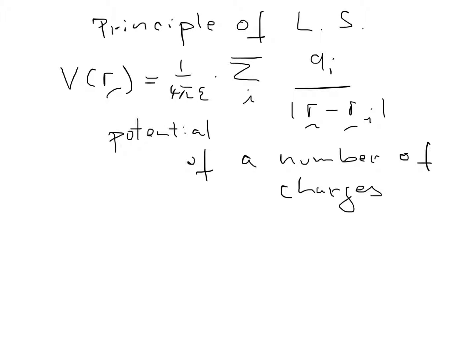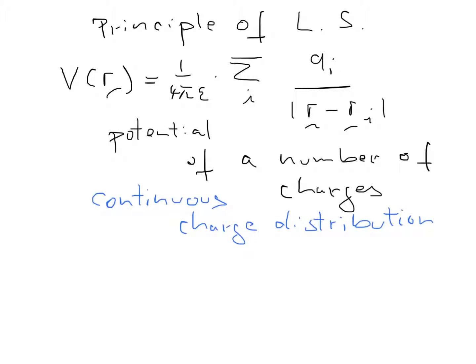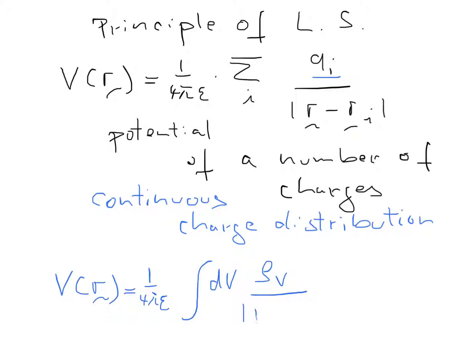If we then go over to a continuous charge distribution, the equation looks like this. The potential of a continuous charge distribution, V of r, the scalar field, is equal to 1 on 4 pi epsilon, and now we have to integrate over dV, over space, and the place of the source charge is now taken by the charge density, and in the denominator we have the position vector minus r prime, which is the location inside the cloud of charges.